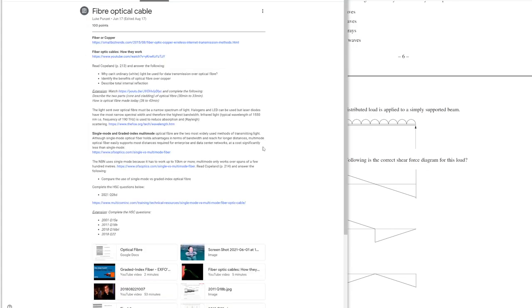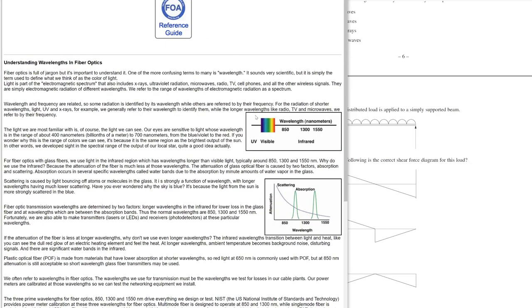How do we transmit stuff down fiber optic cable? Well, we use a narrow spectrum of light. We usually use laser diodes. So I've got a wavelength of 1500 nanometers or 190 terahertz, and the reason we do that is because it reduces absorption and scattering. And I got that from this here. So that puts us in the infrared zone.